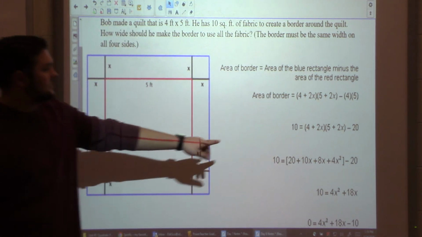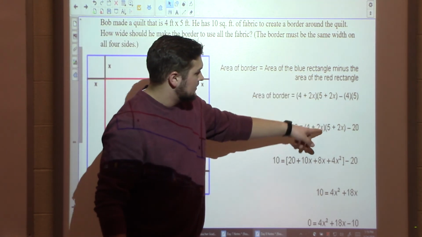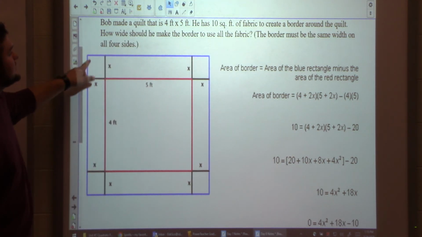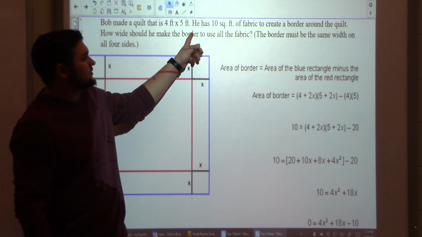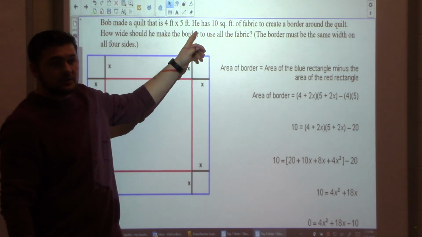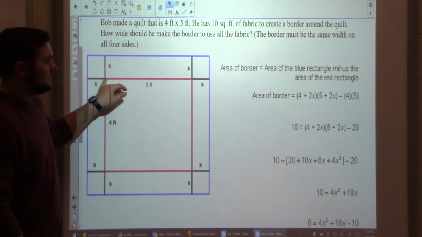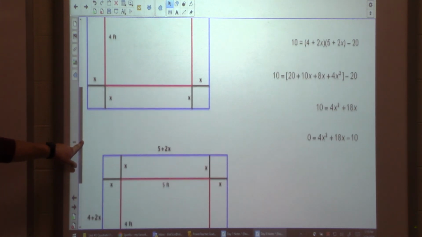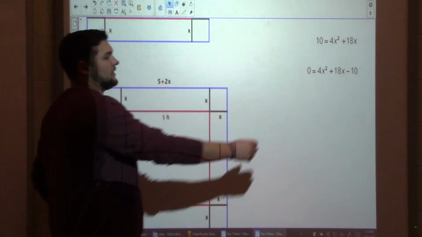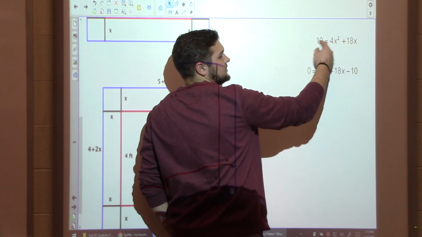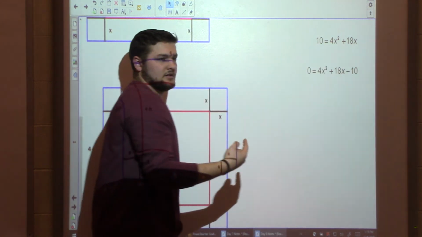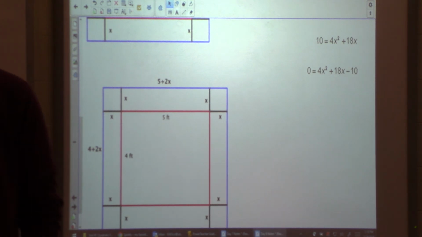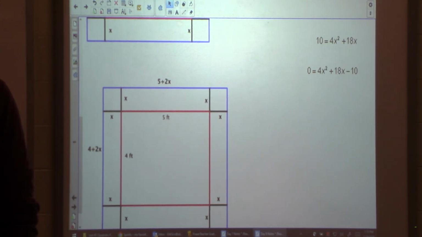So then they just did the math. They foiled it all out, and it was equal to 10 because he has 10 square feet to use for the border. Okay, so he knows the area is going to equal 10. So he found the area, got it equal to 10, and then got it equal to 0. Because he had an x squared term and an x term. So he subtracted 10. So we're at the point of, we need to solve for x to find what our border is going to be, or how wide it's going to be.